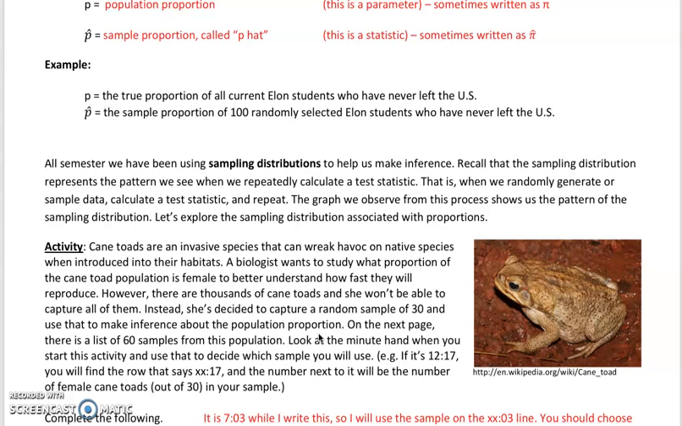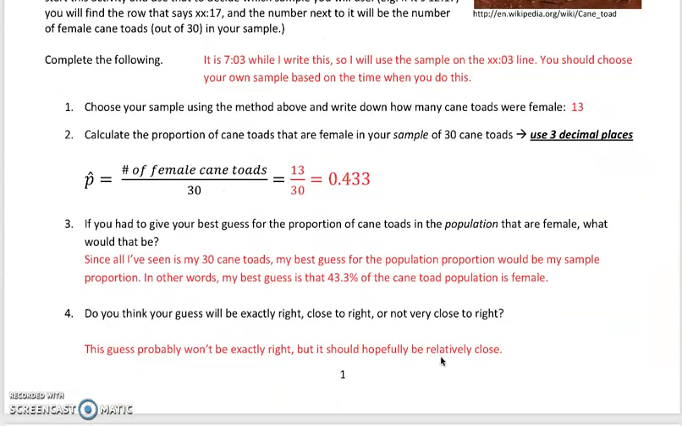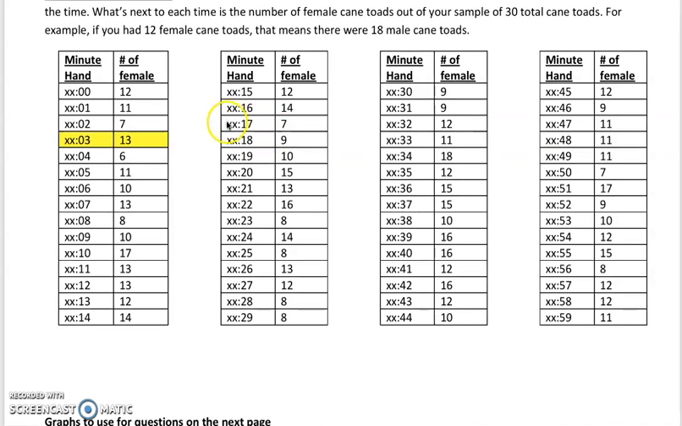So when you get to this point, just jot down what time it is. For example, if it's 12:17, you would go to the next page and find where it says XX17. So this would be 12:17, 5:17, whatever time. And if that was what time it was when you were doing this, your sample would have 7 out of the 30 cane toads being female.